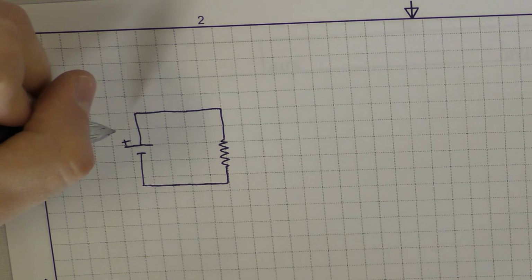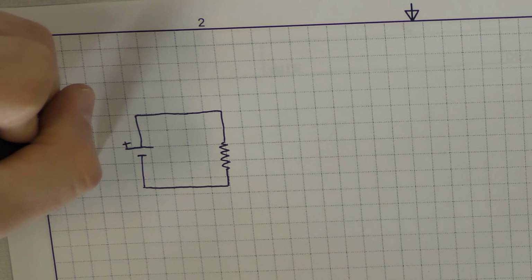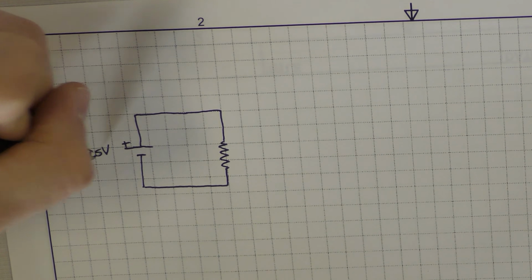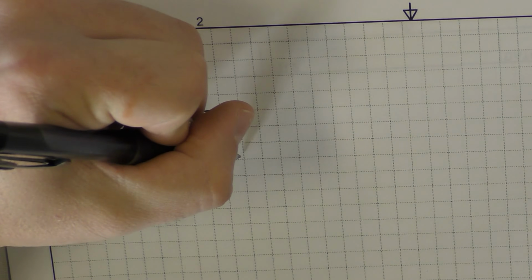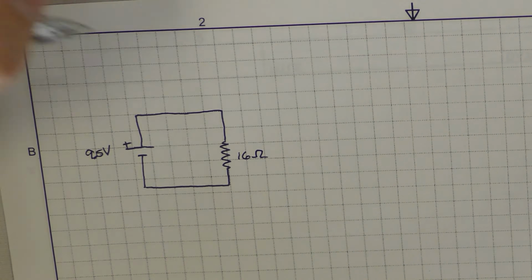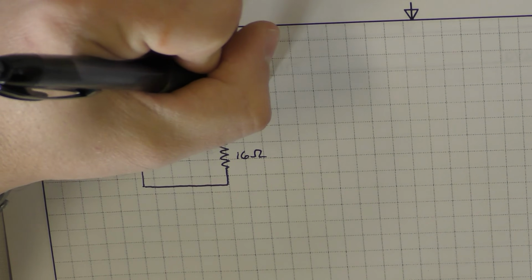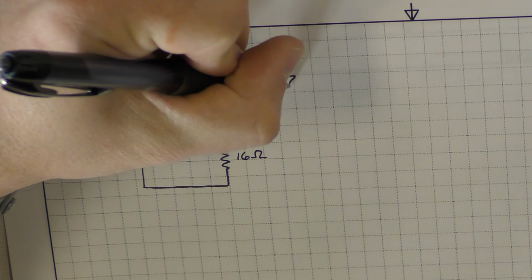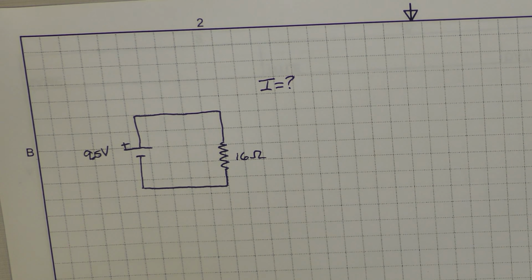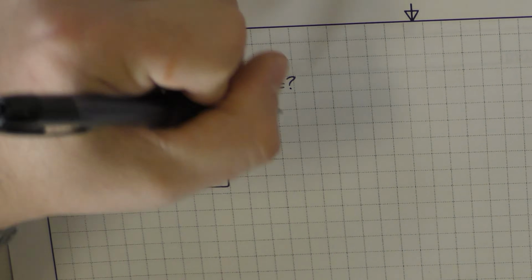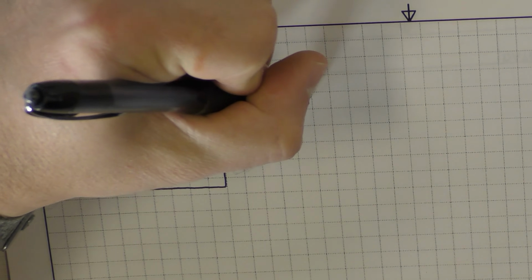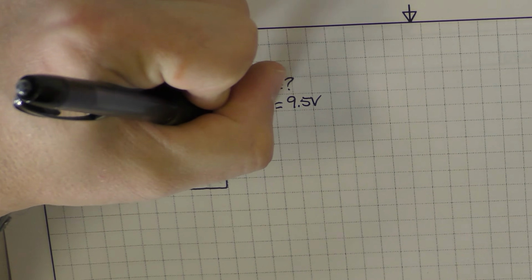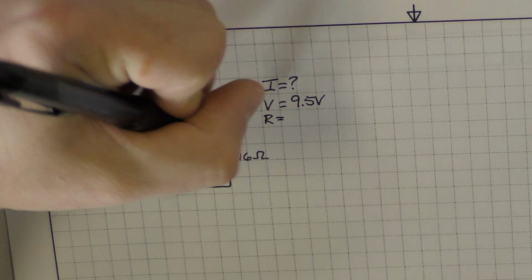Now, for this example problem, let's say that we have a 9.5 volt power source here, a battery, and we're connecting it to a 16 ohm resistor. And we want to know how much current is in this circuit. So in this problem, we know two things. We know that the voltage from the battery is 9.5 volts, and we know that the resistance from the resistor is 16 ohms.